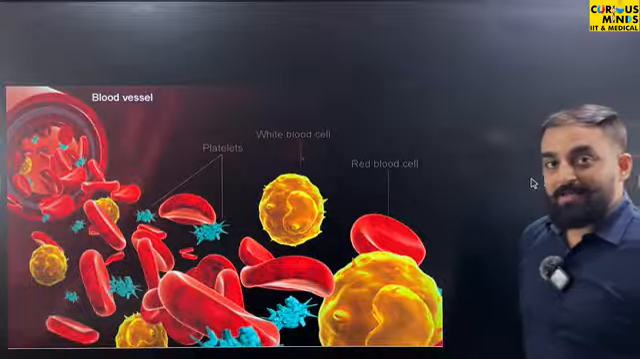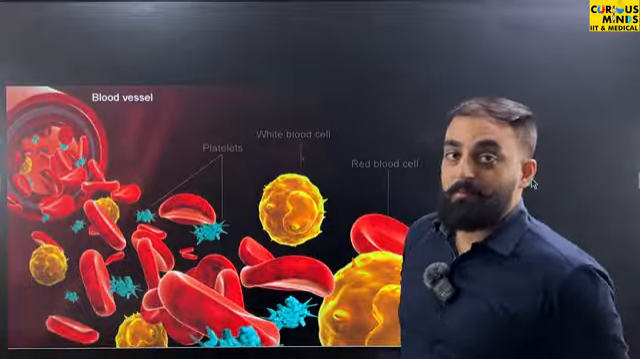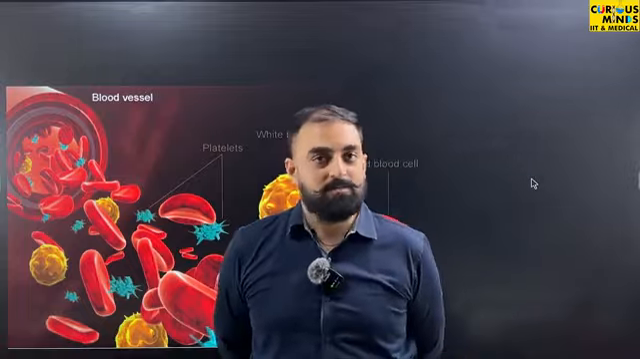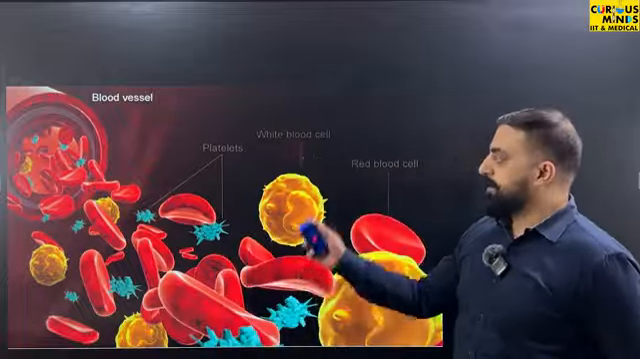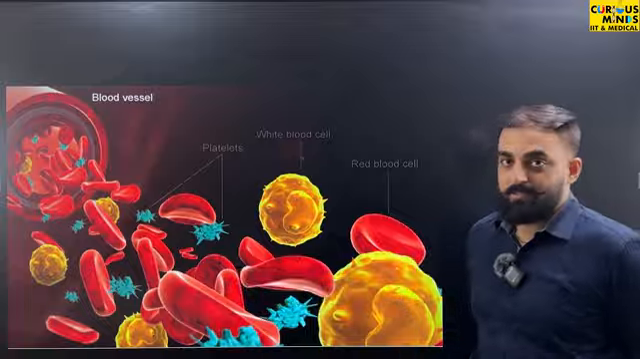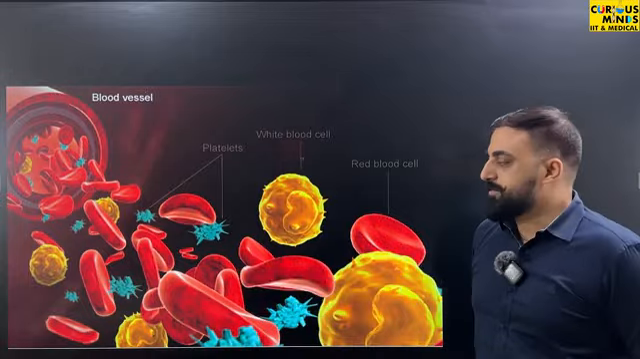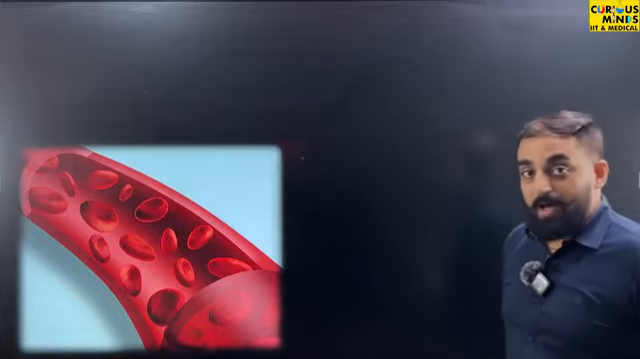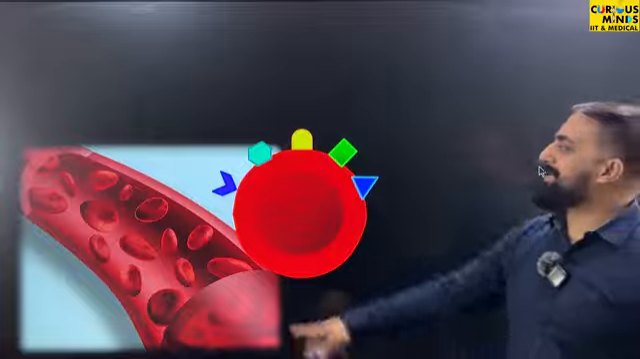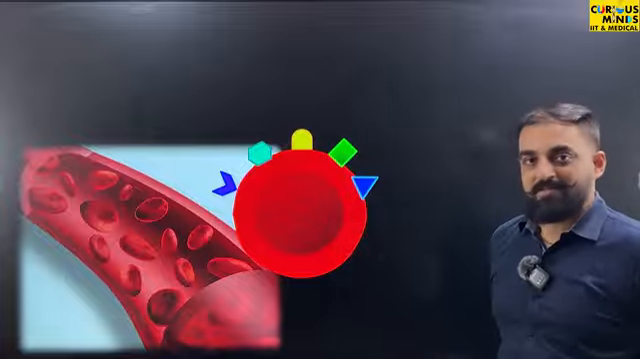As you know, in the blood there are blood cells and plasma. In blood cells we have RBCs, WBCs, and platelets. But for blood groups we are going to focus on RBCs, as RBCs bear certain antigens. So let me put an RBC in front of you. This RBC shows various antigens on its surface.